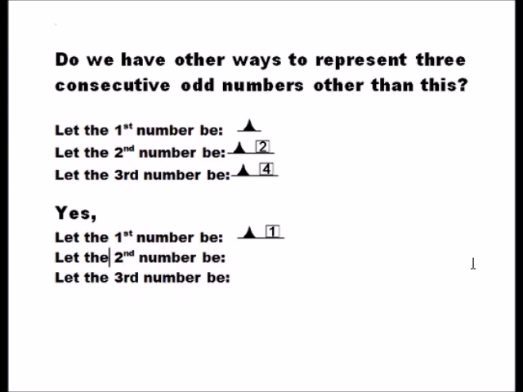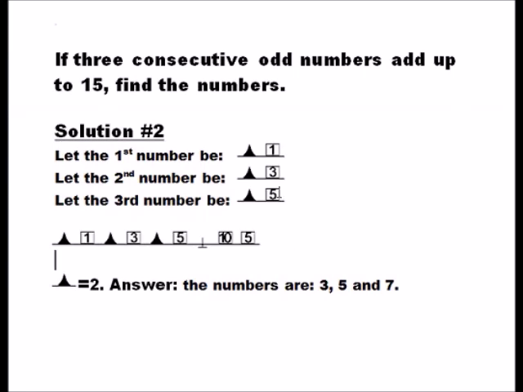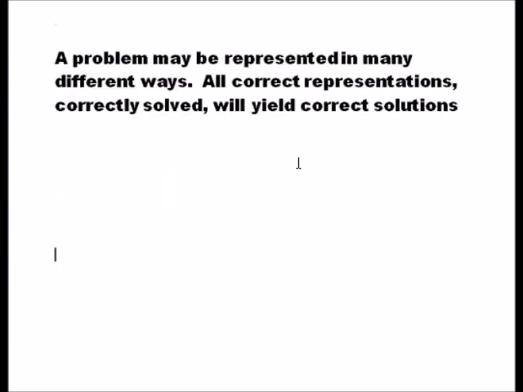But there are other ways of solving this problem. For example, the first number doesn't have to be a pawn. It could be a pawn and a 1, in which case the second number would be 2 larger than that, which would be a pawn and a 3, and the one after that would be a pawn and a 5. And so this is the new representation. Now, if you solve this equation, you're going to get that the pawn is worth 2, but the answer is still the same, because the first number is a pawn and a 1. So that would be 3. So we get the same answer. Notice that we learned that a problem may be represented in many different ways. However, all correct representations, correctly solved, will yield correct solutions.